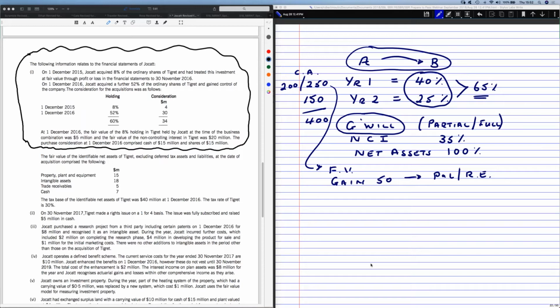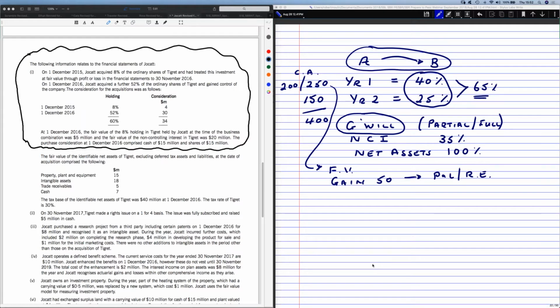Right. So what are the three things that Jockat is now automatically going to have to recognize in the consolidated accounts on the 1st of December 2016? It looks to me to be goodwill, NCI, net assets. That's right, isn't it? Right.